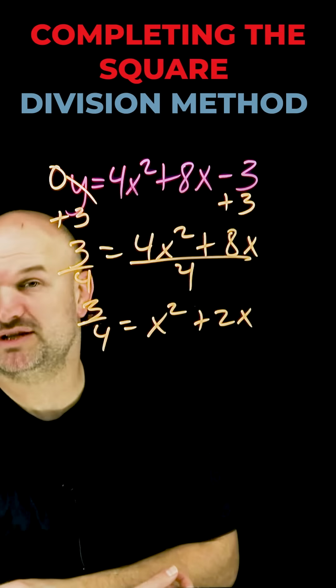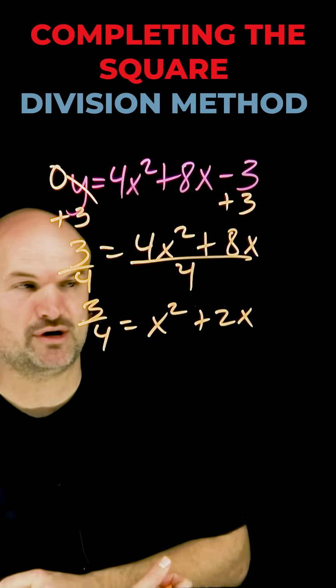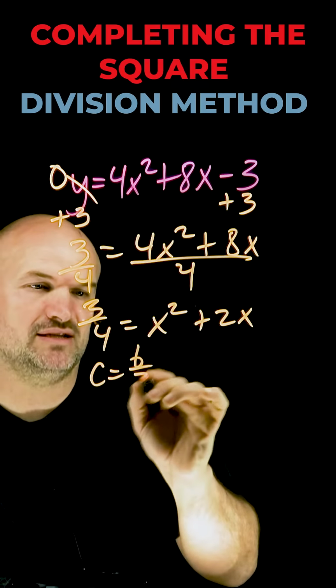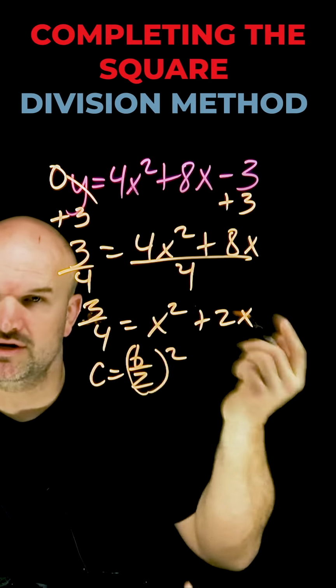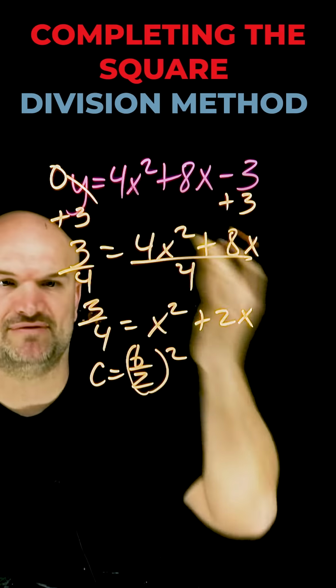Now I have my x squared plus 2x isolated, so now I need to find the value c that creates the perfect square trinomial. A lot of times we give that the value of c. c is equal to (b divided by 2) quantity squared. In this case, you can see my b is going to be 2. So 2 divided by 2 is 1. 1 squared is 1.